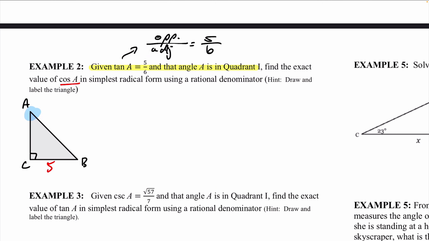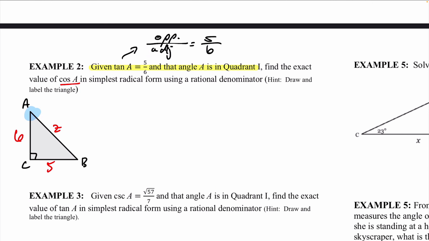A to B is not going to be adjacent, right? Because that's the hypotenuse. It's got a special name. So the only other one is A to C. So A to C is going to be 6. Okay. What is A to B? I don't know. So we'll call it Z, because we don't know what it is.